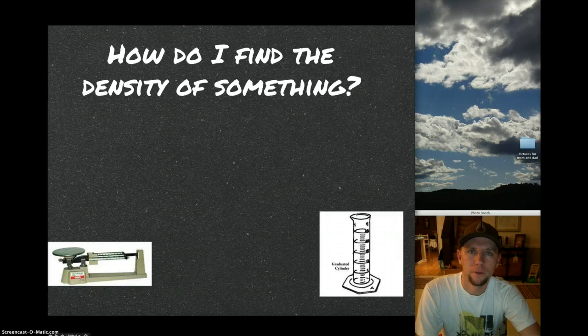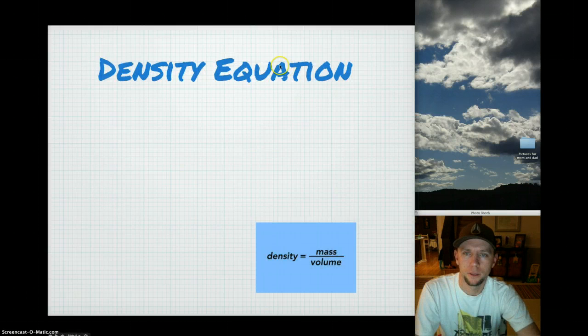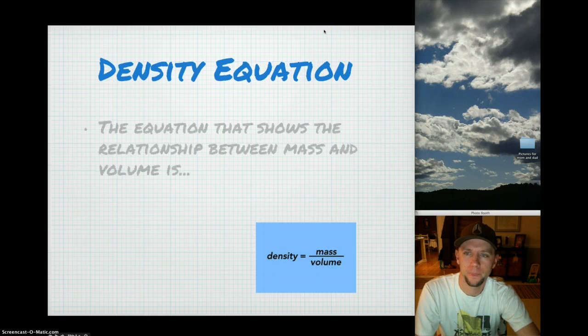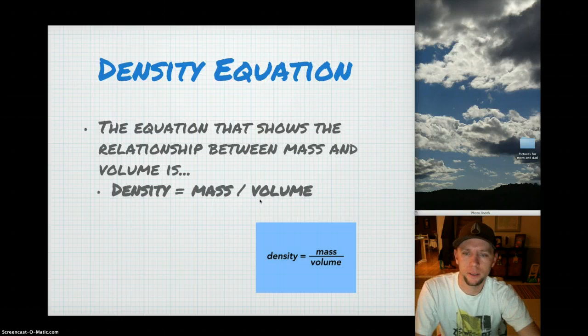We'll be talking about how to find density, so here's a quick explanation of how that works. Since density is a relationship between mass and volume, you need to know the mass and volume in order to find its density. So there's an equation that we use to describe this relationship. The equation is density equals mass divided by volume. So you can write it two different ways.